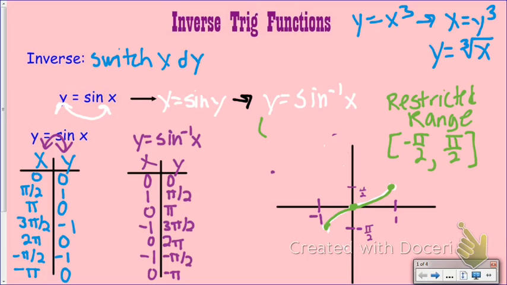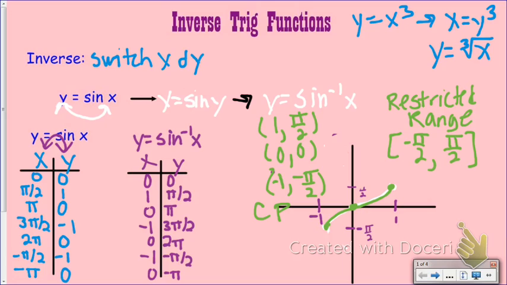So those 3 points I really have are 1, pi over 2. I've got 0, 0. And I have negative 1, negative pi over 2. And those are the critical points. So those are the points that I'll actually be doing transformations to next week.